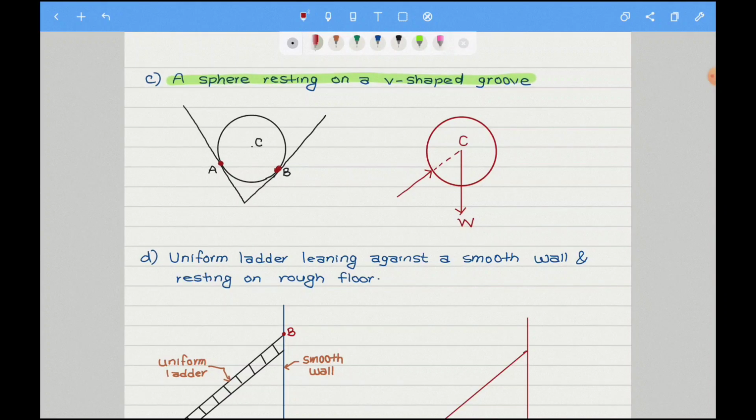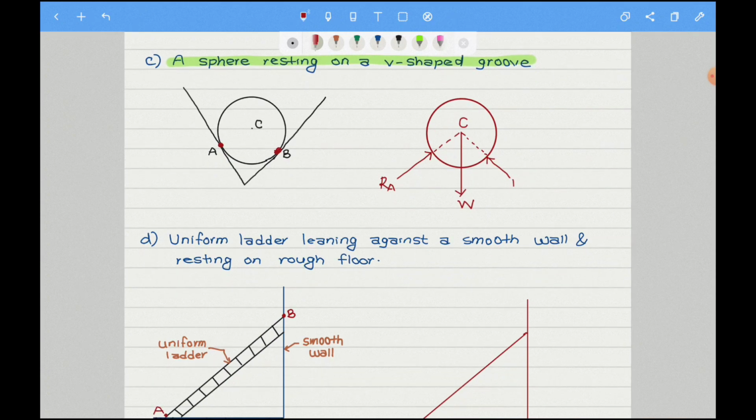And this should be normal to the contact point A, and we will name it as RA. Similarly, RB should also act normal to the contact point B, so we will draw it like this. That is normal to the contact point B, and we will name this as RB.